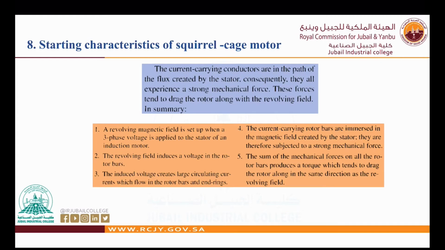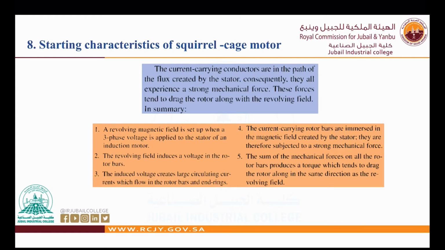Because the stator magnetic field will go through the rotor by induction, we will have a voltage induced, right? So this induced voltage creates a large circulating current, which flows in the rotor bars and end rings. Because we have a closed circuit in the rotor, we will have a current through, right? So these current-carrying rotor bars are immersed in the magnetic field created by the stator. They are therefore subjected to a strong mechanical force.